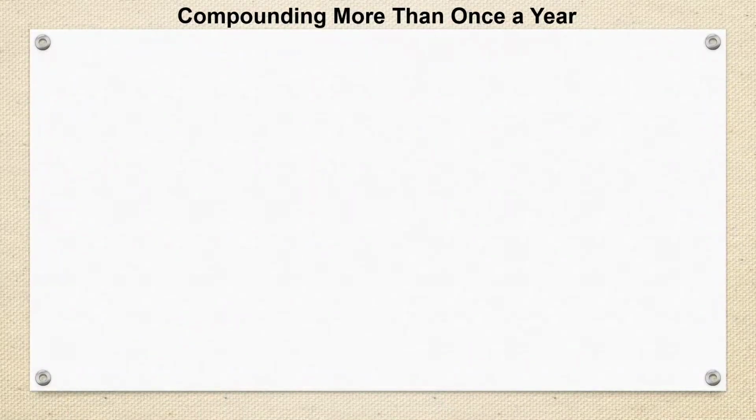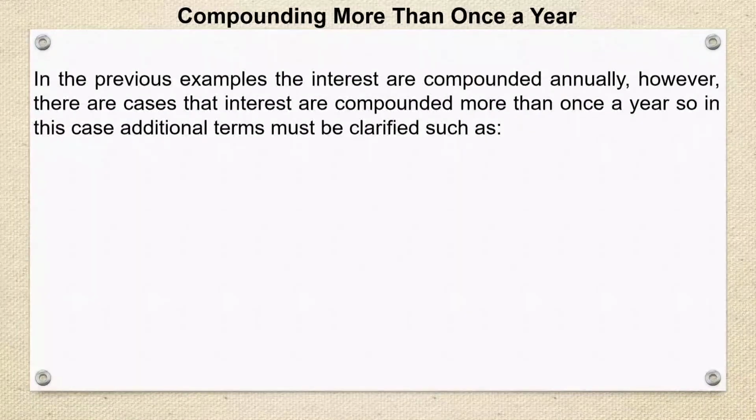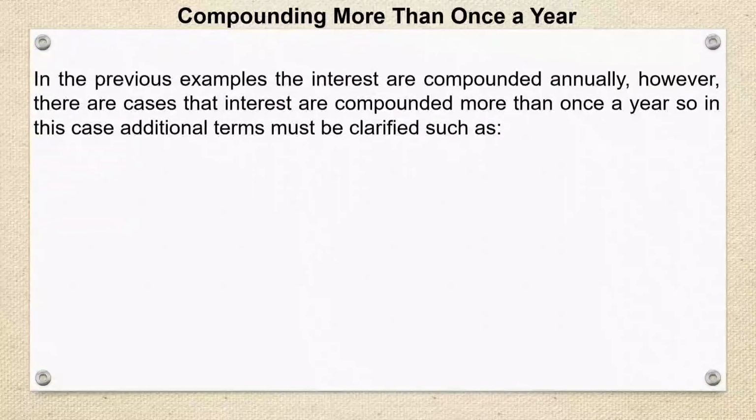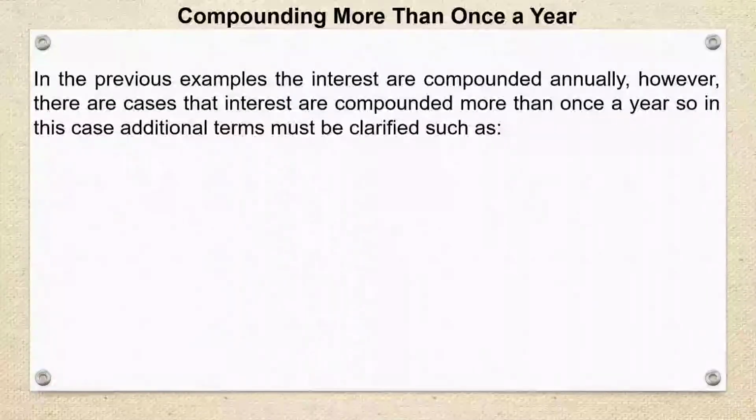So now, how about compounding more than once a year? Sometimes we compound the interest twice a year or 6 times a year, depending on the contract, depending on the agreement between the borrower and the lender. Okay? So in the previous examples, the interests are compounded annually. So it's very easy to compute.